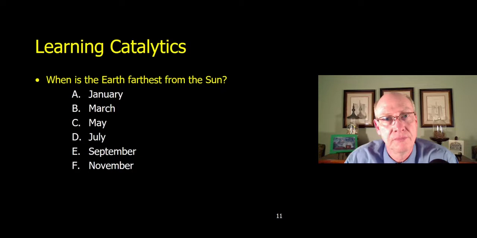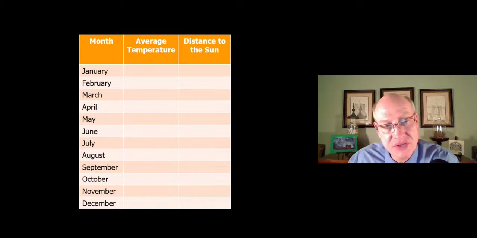All right. Now that we've got all this data, let's actually put it together and examine it for a minute. So what I'm going to do is draw a table like this. All the months of the year are down there, and then we have the average temperature and the distance to the sun. For the average temperature, though, so that it's more applicable across more of the United States, rather than using actual temperatures in Fahrenheit or Celsius, I'm going to use the words cold, cool, warm, or hot to describe the average temperature.